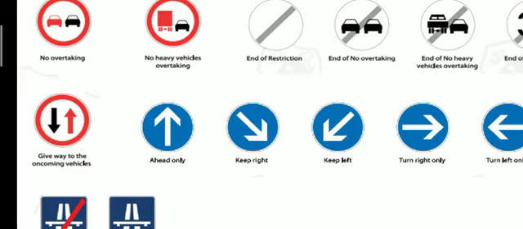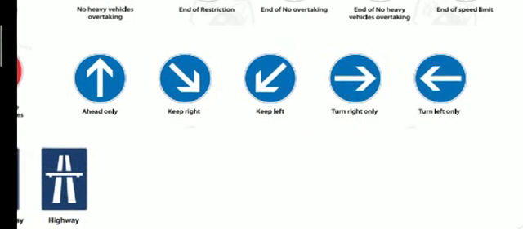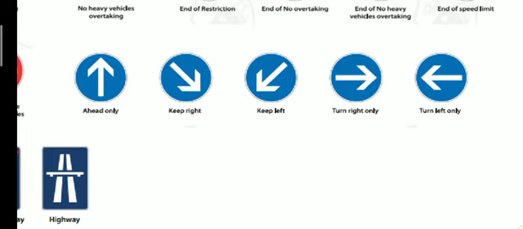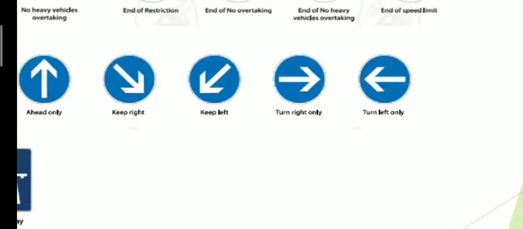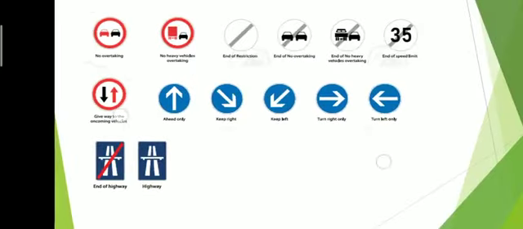This blue is also a simple but important question. These are compulsory signs. Ahead means ahead only. Keep right means you have to keep right, keep left. Then you can turn right only, turn left only. This is end of highway. Some of the important signs.